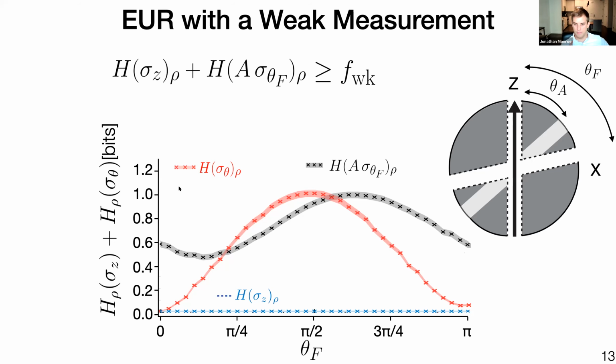What I didn't mention also is that I've subtracted off the A entropy, just to make a direct comparison to the previous case. So it's entropy of the joint probability minus the entropy of the weak measurement alone.